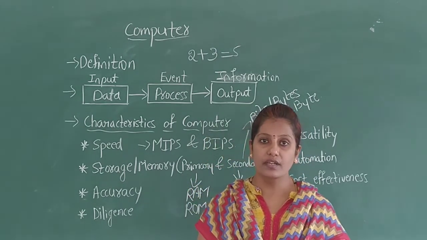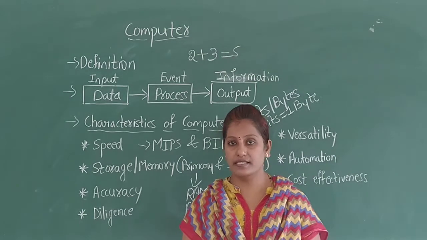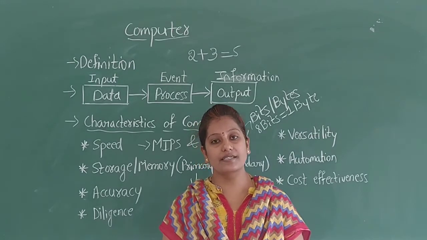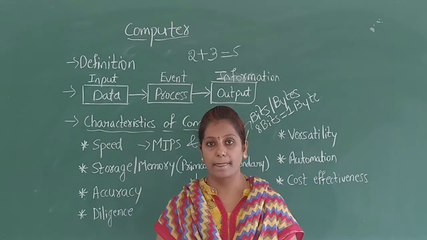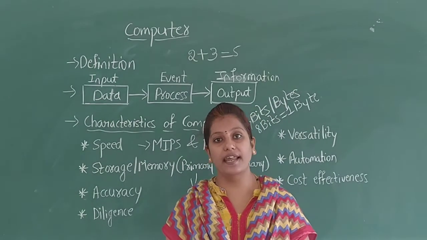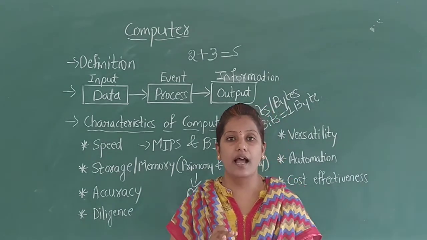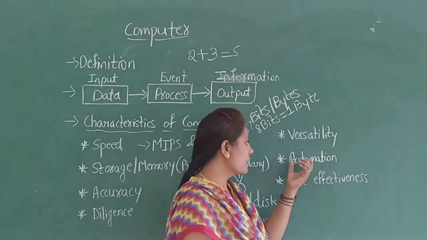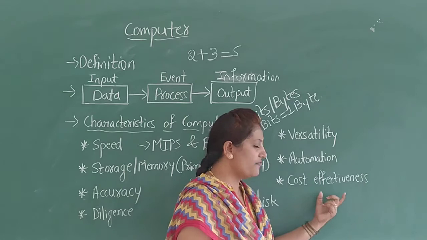Means when you write a program step by step, those instructions are stored in the memory devices. Then those instructions are transferred one by one to the control unit for execution. The processor or CPU follows these instructions and executes one instruction after another until it reaches the last instruction to stop the execution of the program. That is called automation. The next one is cost effectiveness.